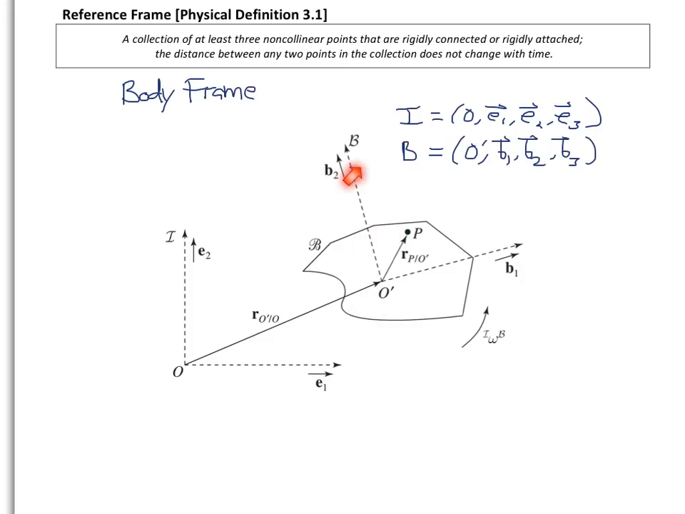We attach a reference frame B to the rigid body, which has a fixed point O prime as the origin of the reference frame, and then 3 basis vectors B1, B2, and B3 that would be coming out of the page. Now the points O prime and P have a position vector defined between them, and that position vector is r of P with respect to O prime. And because this is a rigid body, the position vector itself never changes length. So we say that the norm of r of P with respect to O prime will be constant no matter what.